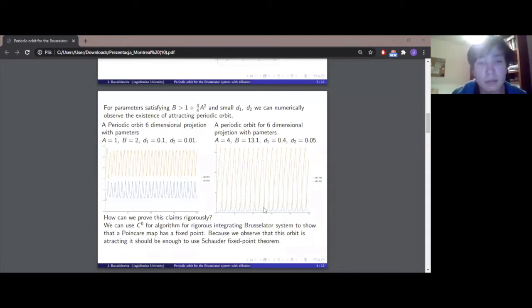How can we prove this claim rigorously? We can use a C0 algorithm for rigorous integration of the Brusselator system to show that some Poincaré map has a fixed point. Because this periodic orbit is attracting, it should be enough to use the Schauder fixed point theorem.